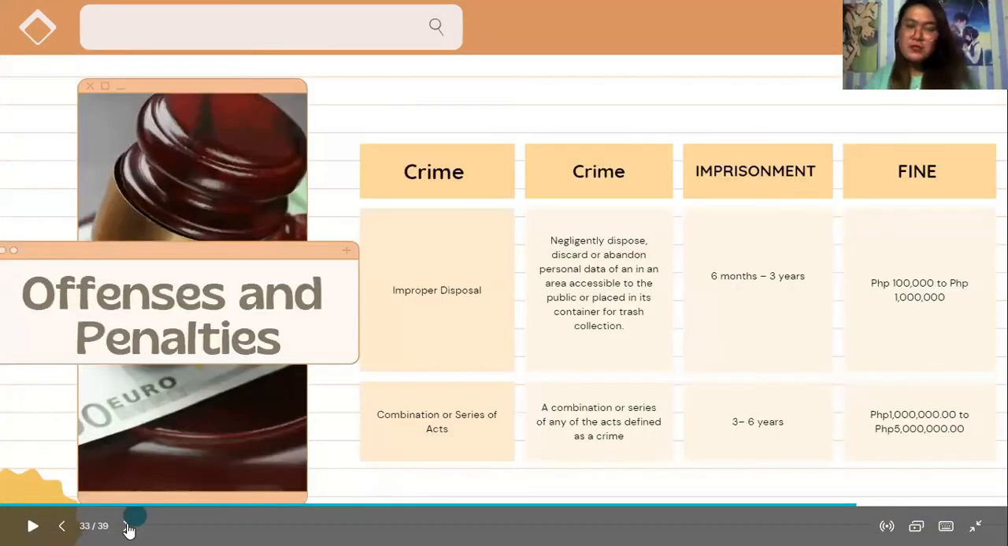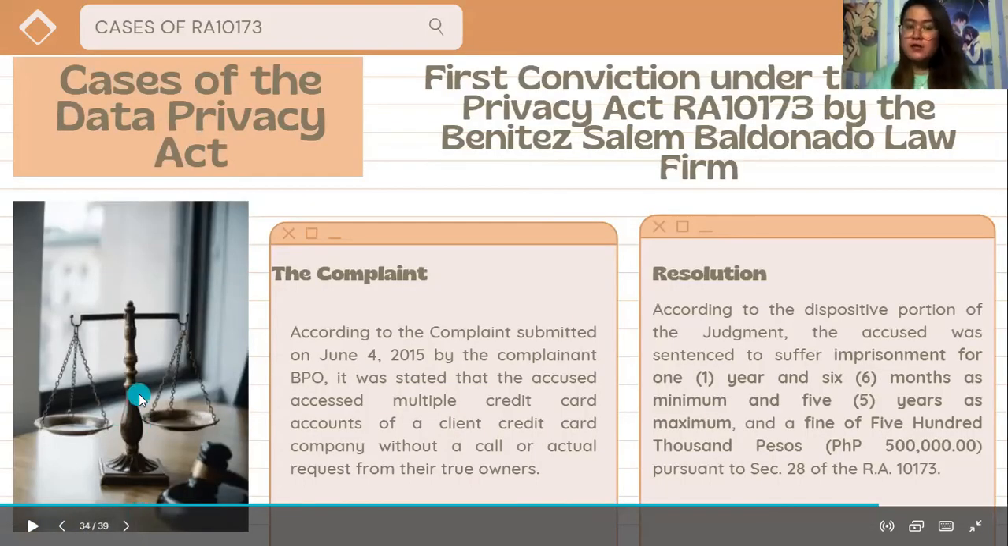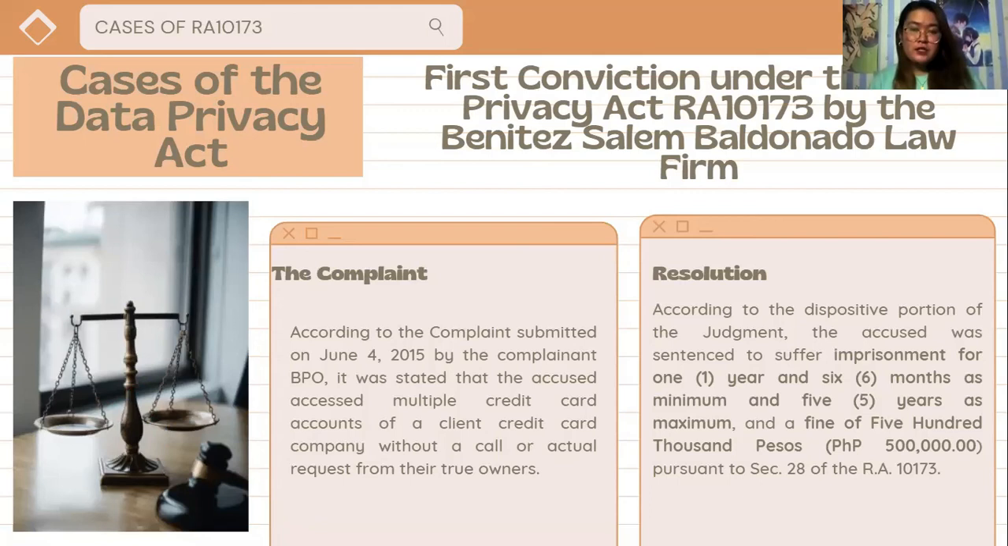Now, for the continuation, let's proceed to the cases of Republic Act 10173 or the Data Privacy Act of 2012. Here, you can see how imprisonment, crime, and fines are applied to the actions of violators. The first is about the first conviction under the Data Privacy Act of 10173 by the Benitez Salen Baldonado law firm.